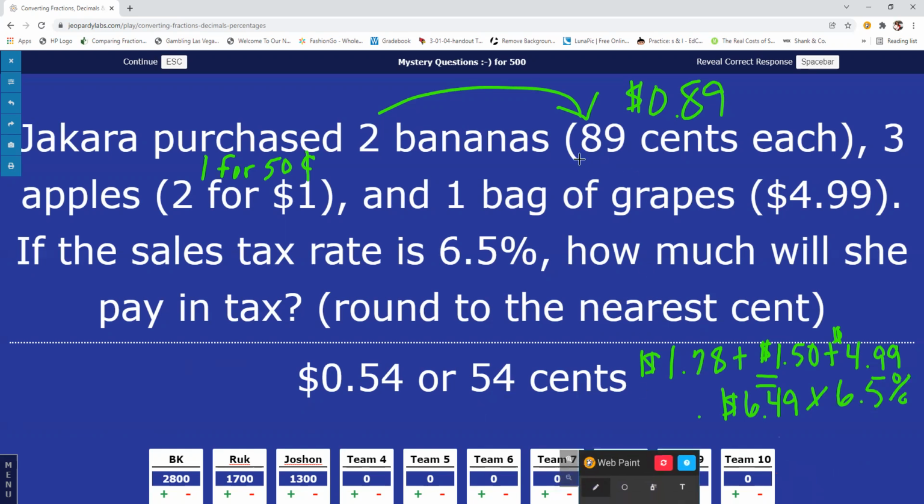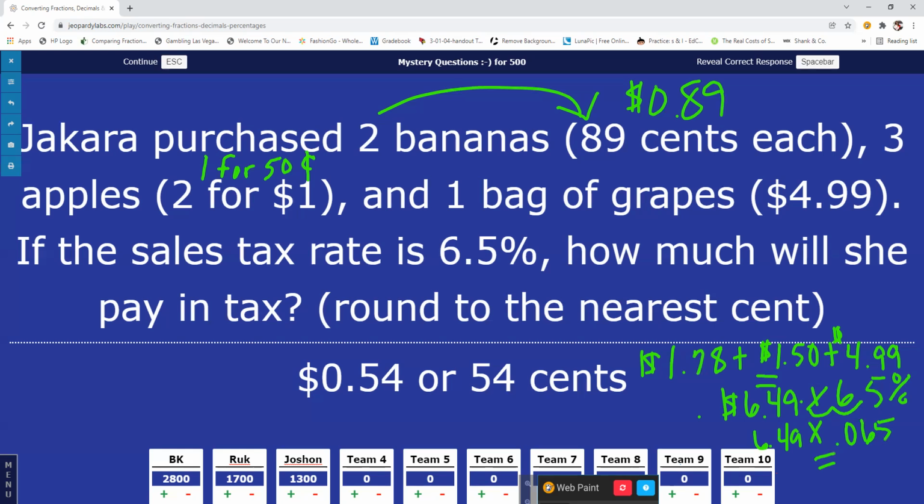while the value is in percent form. We have to convert that percent to a decimal. All right, so we have to say 6.49 times, if we do 6.5% to a decimal, that means you're going to move it 2 places to the left. It's going to give us 0.065.